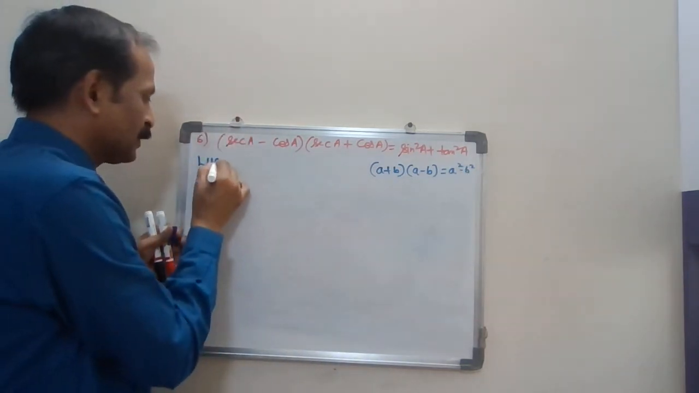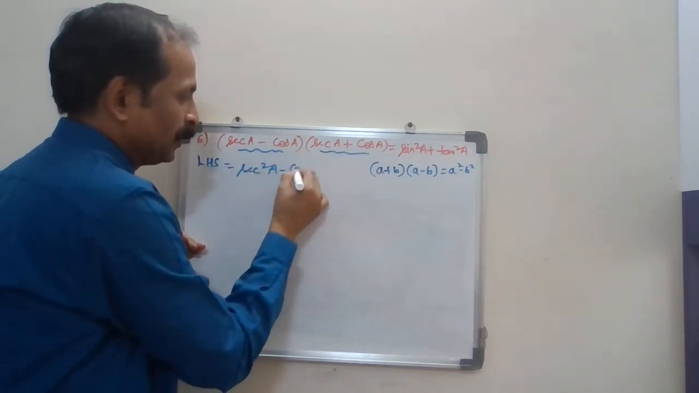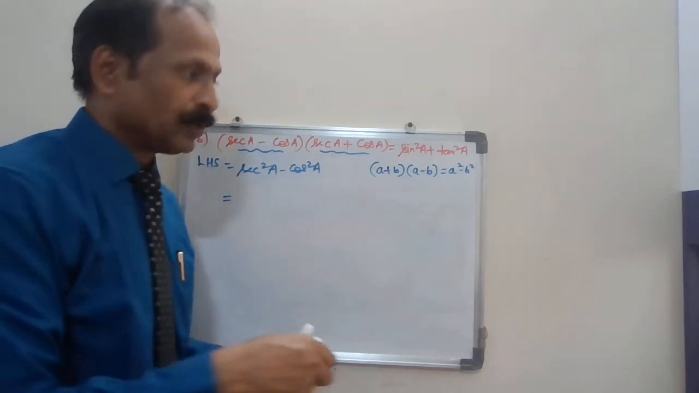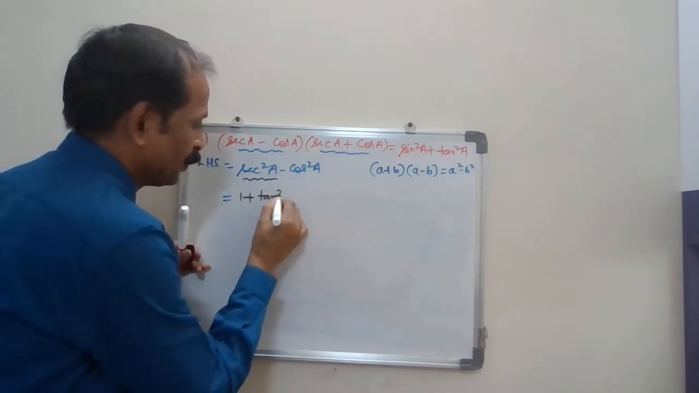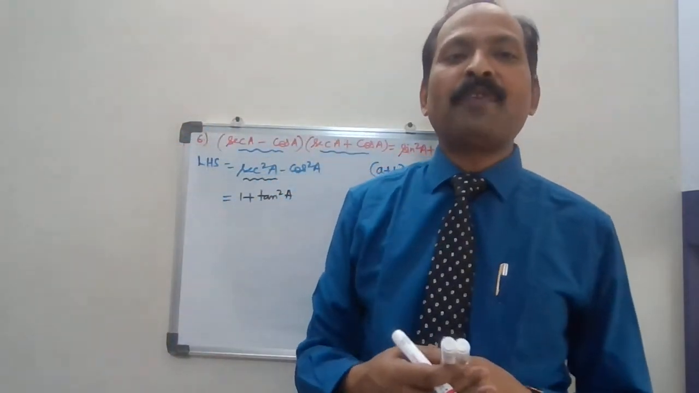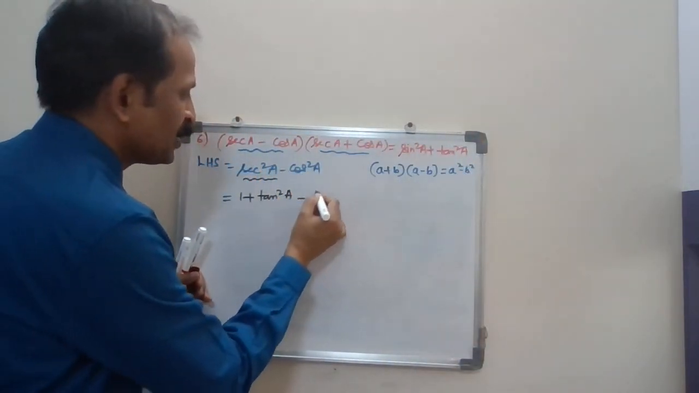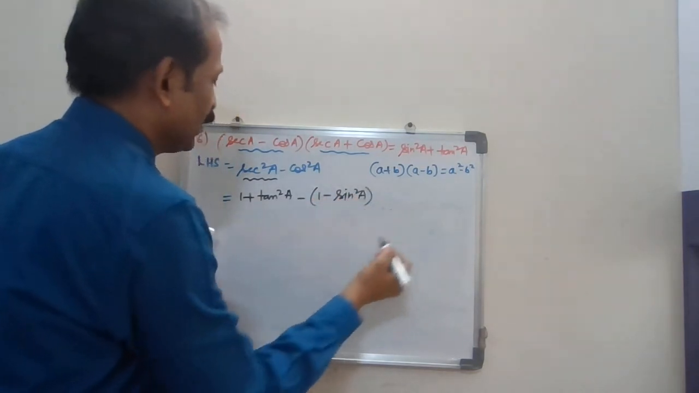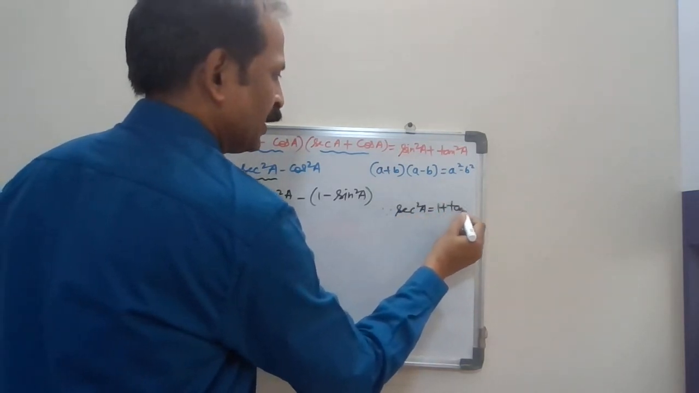So when I'm taking LHS, I'm directly writing sec square A minus cos square A. Now, as I don't need cos, sec square A you can change, you can write 1 plus tan square A. Whenever you get a square form, please apply an identity. And here, this you can change into 1 minus sin square A. And please write the reason. Any one reason you can write: sec square is 1 plus tan square.